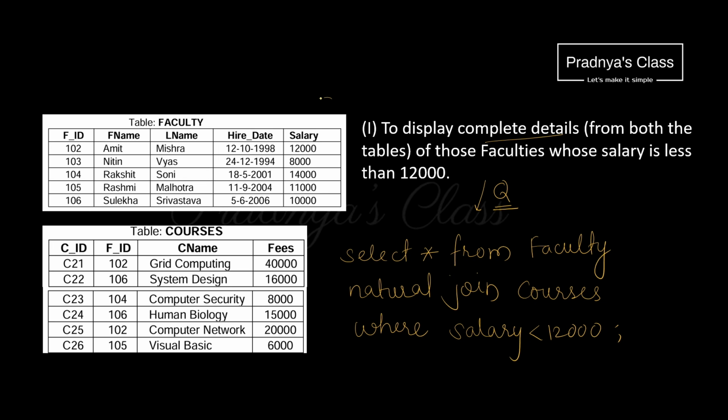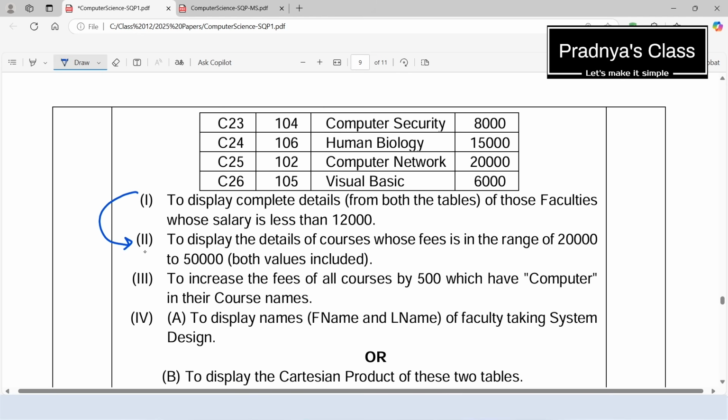The salary column is in only one table. That's why no need to mention the name of the table. Hope you understood this explanation. If you want to go ahead with other types of join, you can write that query too. Let's move ahead and check the second question.